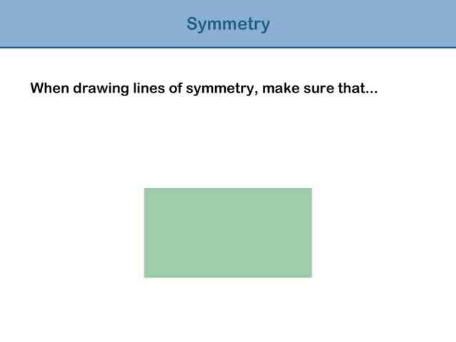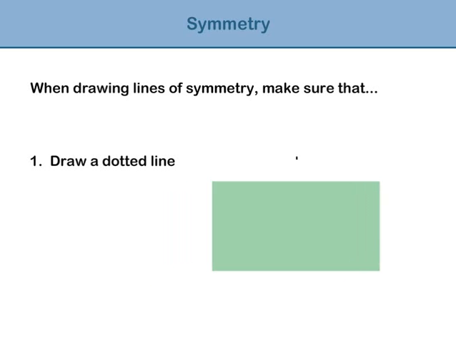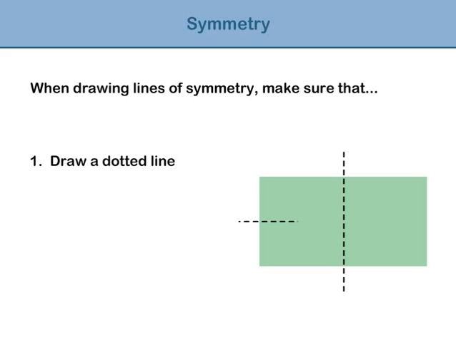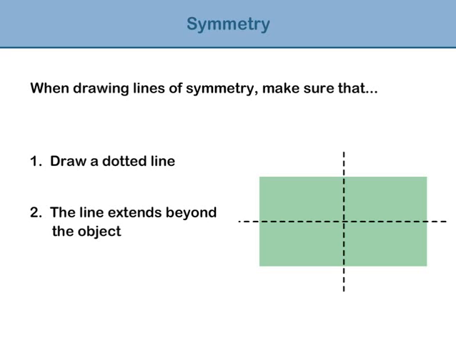Once again, when you are drawing in the lines of symmetry, you should make sure that 1. You draw a dotted line, and 2. The line extends beyond the object.